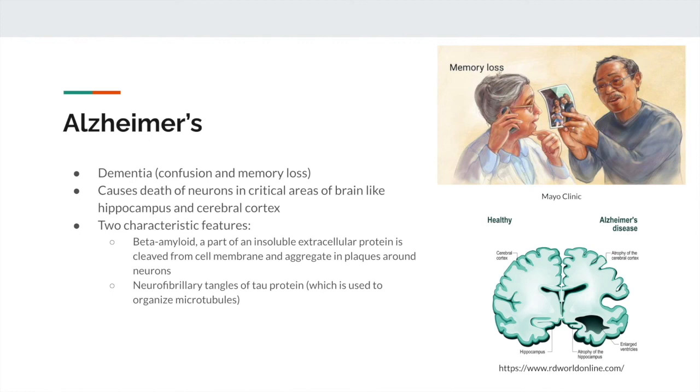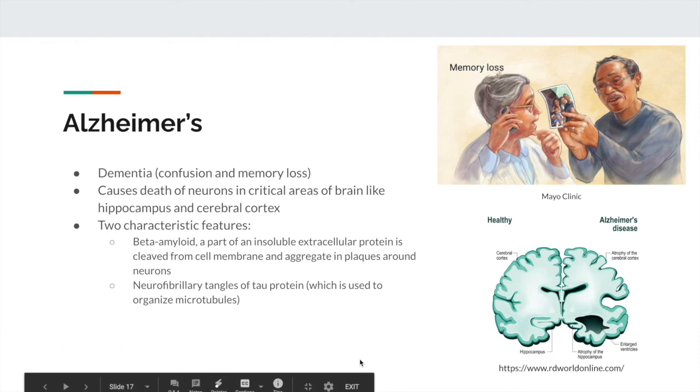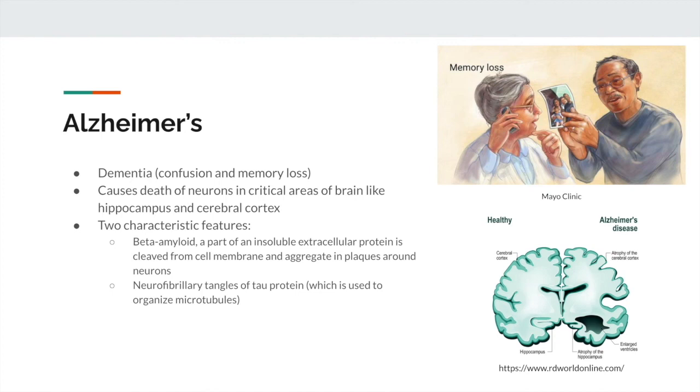And this actually leads to a significant change in behavior. Researchers have identified two characteristic features. Basically, there's something called beta amyloid, which is a specific part of a cell membrane protein that gets cleaved off, and after these peptides get cleaved off, they form plaques around neurons, and that actually causes neuron death.